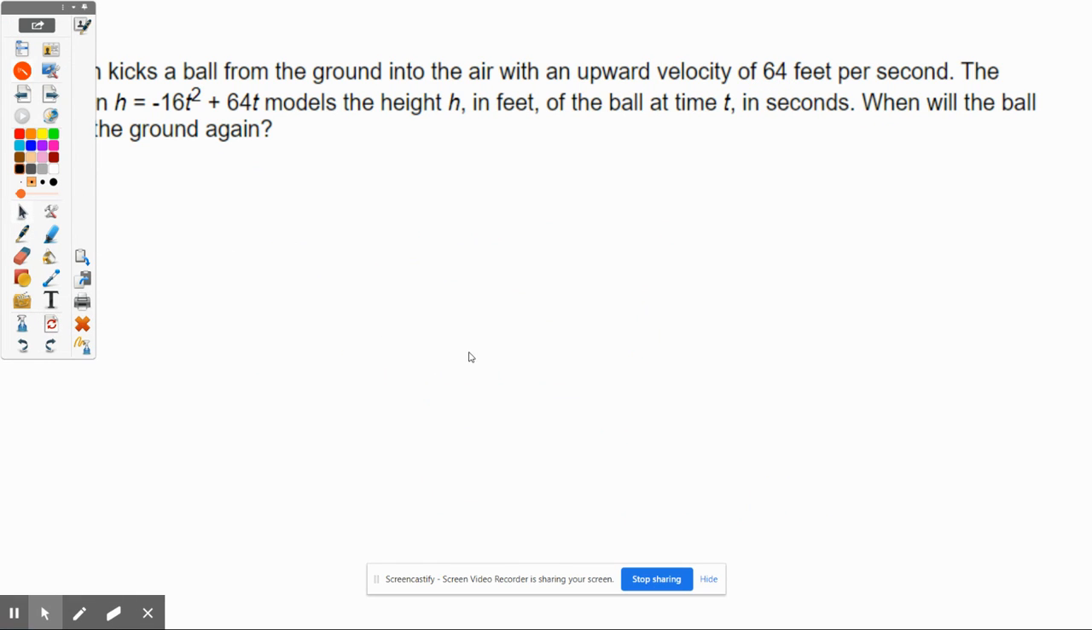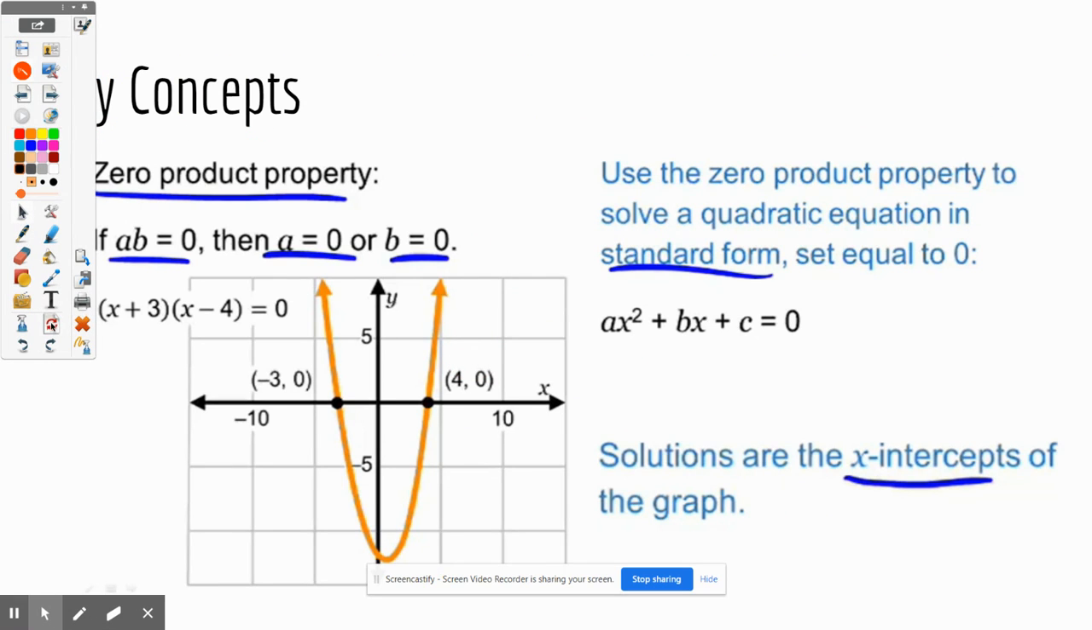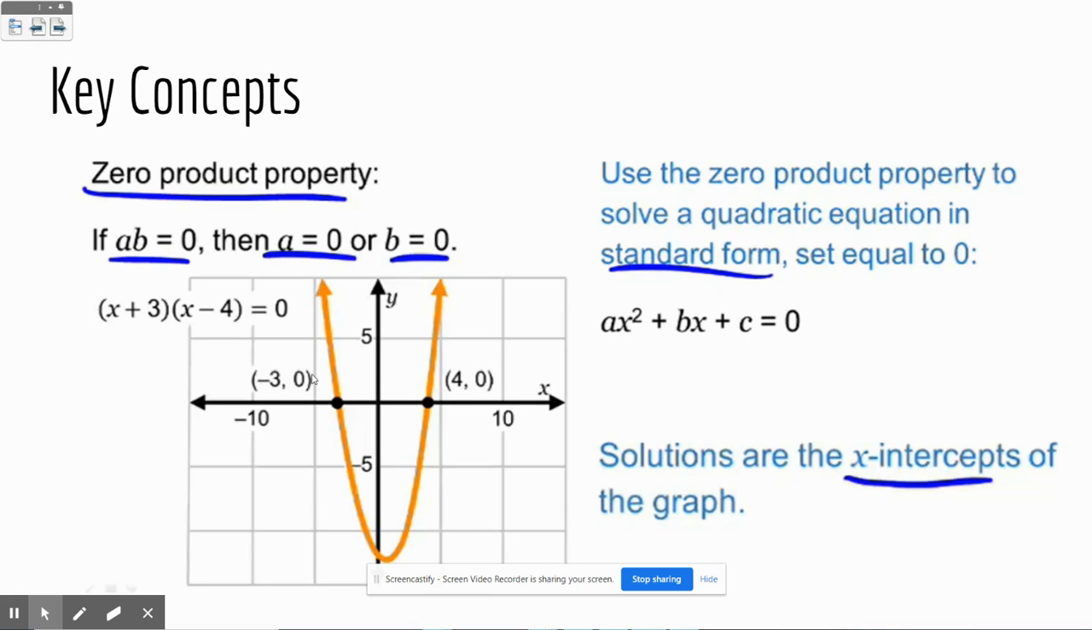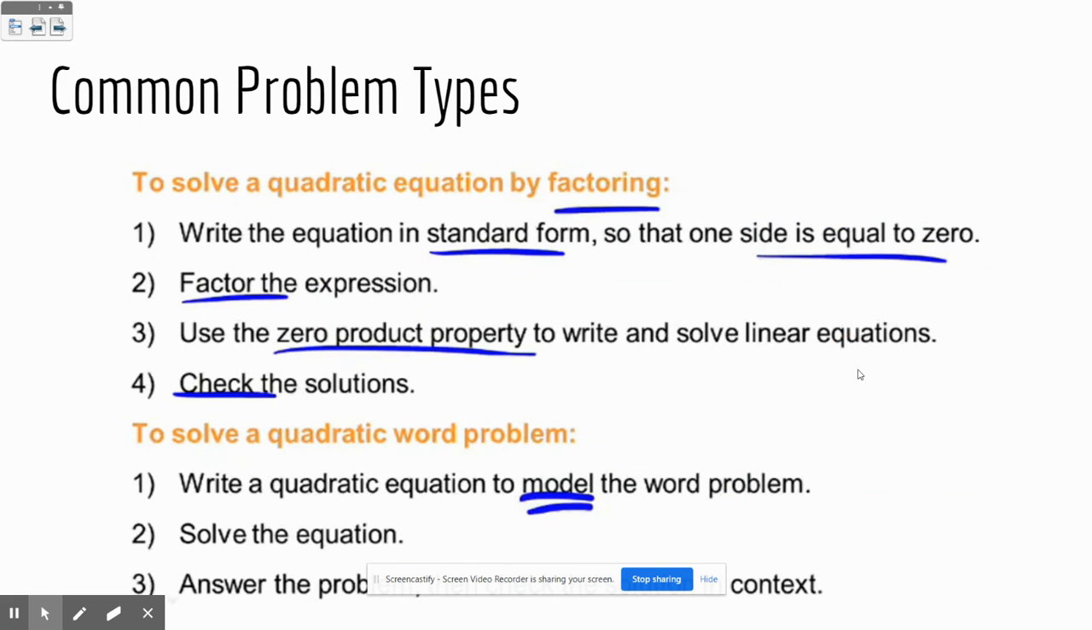I think that might be it. Yep, here are the key concepts we talked about. You can factor equations to find the x-intercepts. Standard form is good for the y-intercepts. And you can use factoring to help us solve. You can write word problems, and you should probably check them to make sure the answers are correct. That's it.